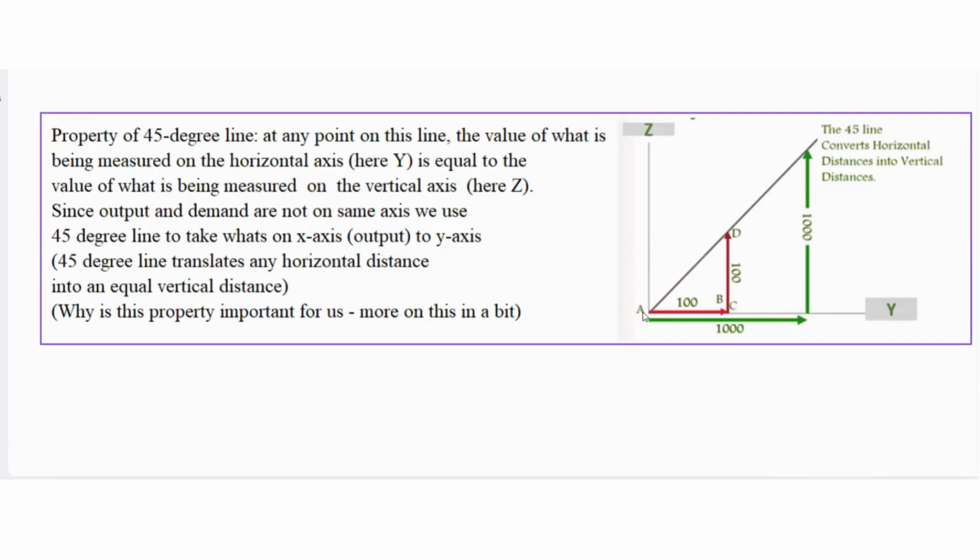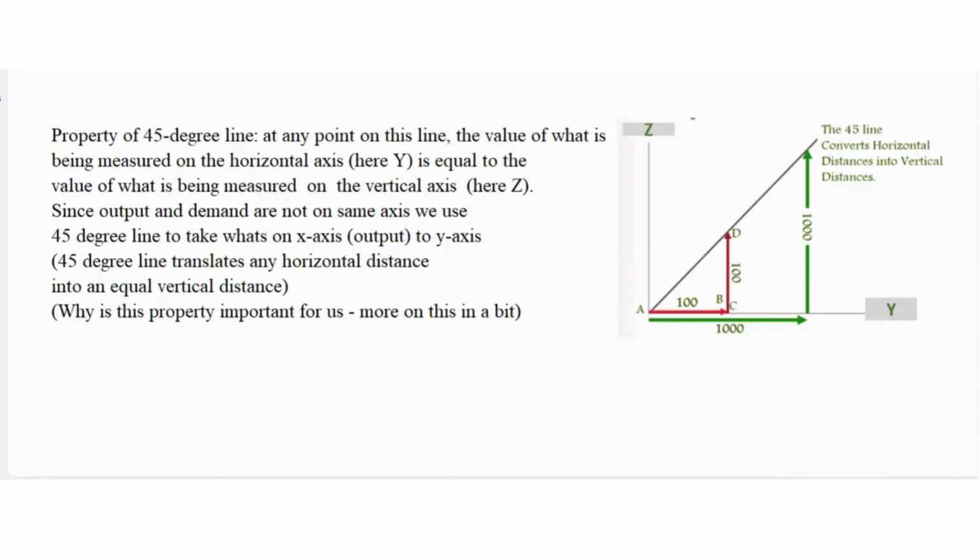Similarly, at this point, this is what's being measured on the horizontal axis. We can use the 45-degree line to convert it into an equal vertical distance, because we know that at any point on this line, the value measured on the horizontal axis, this distance 1000, is equal to the value measured on the vertical axis, this distance 1000. So an important property of the 45-degree line is that it allows you to convert any horizontal distance into an equal vertical distance. Now, why is this property important for us? We'll look at that in a bit, when we look at how we graphically represent equilibrium in the goods market.